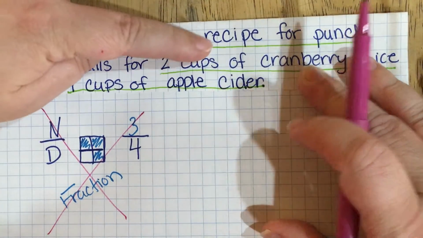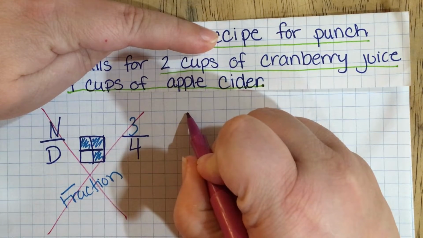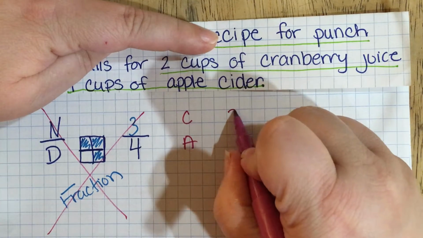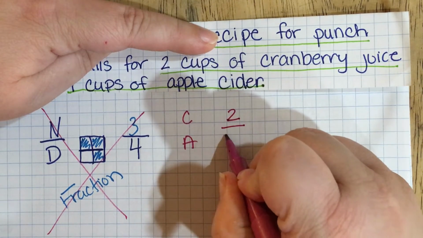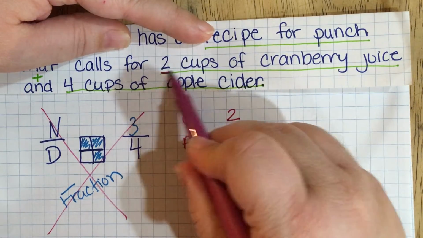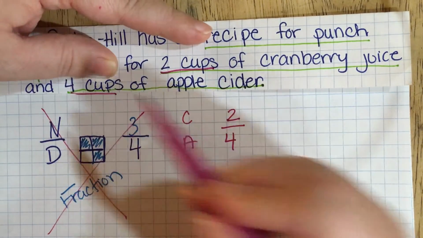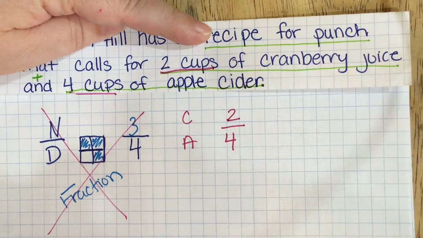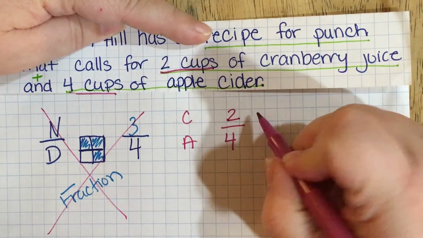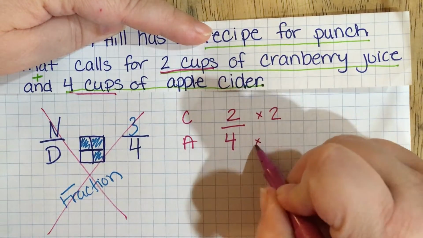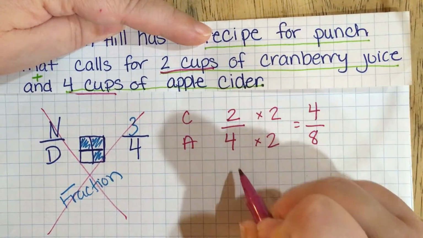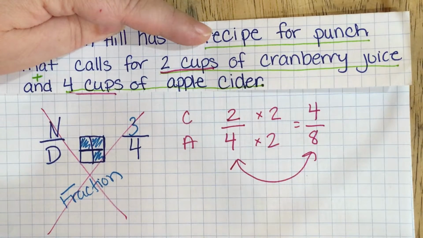So I want to label things still. So I've got cranberry and I've got apple. Okay? And I said that's going to be 2, 4. Does that right? 2 cups of cranberry. 4 cups of apple, right? And then I would think about it like making equivalent fractions. Whatever I do at the top, if I want to double it, I would do the bottom. 2 times 2 is 4. 4 times 2 is 8. These are equivalent. They mean the same thing.